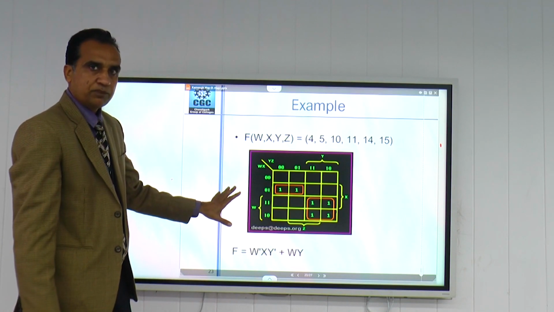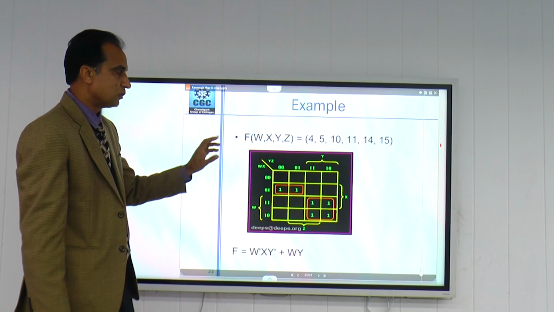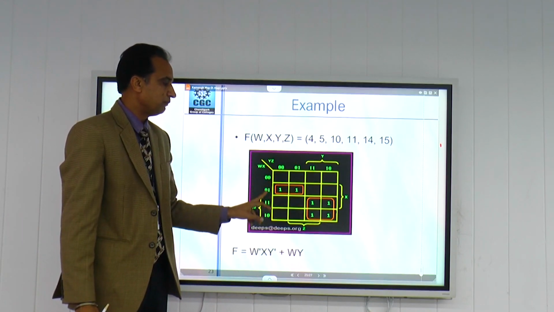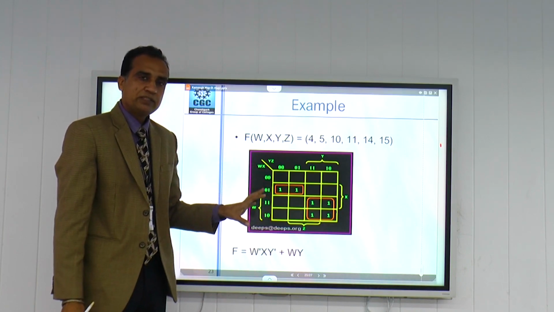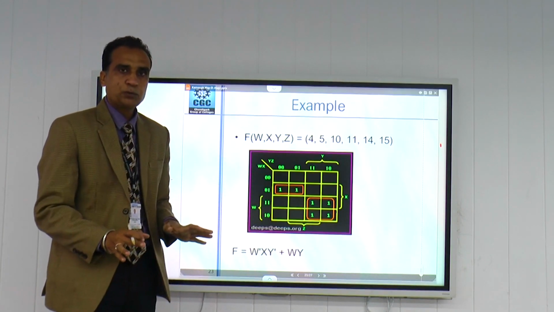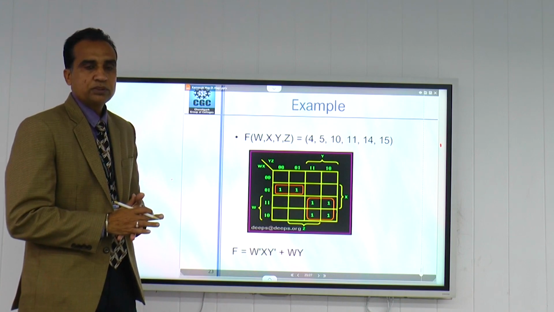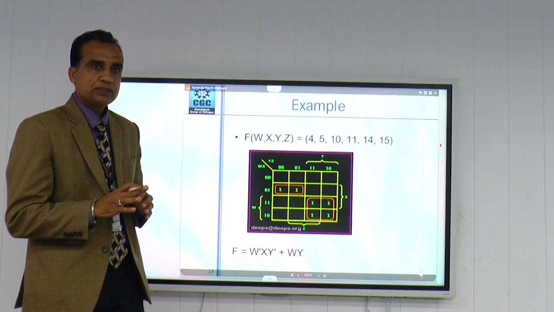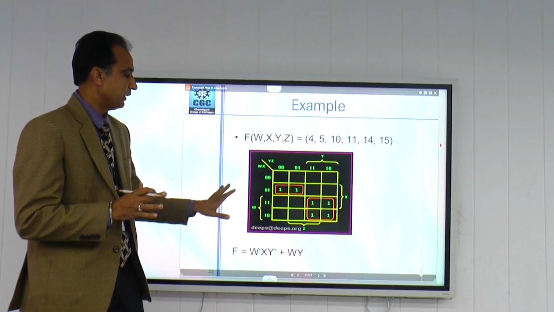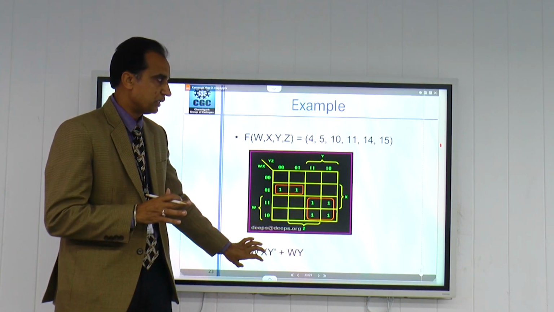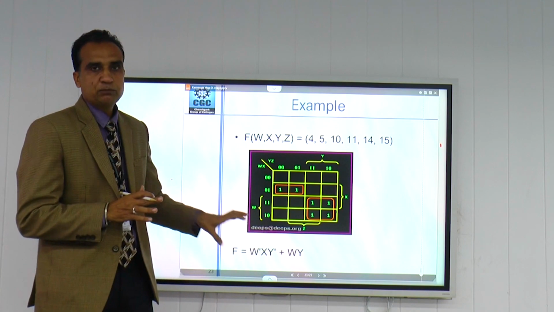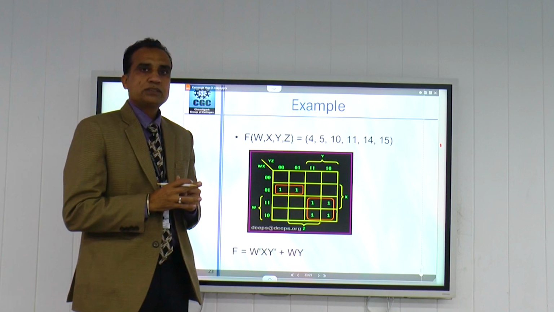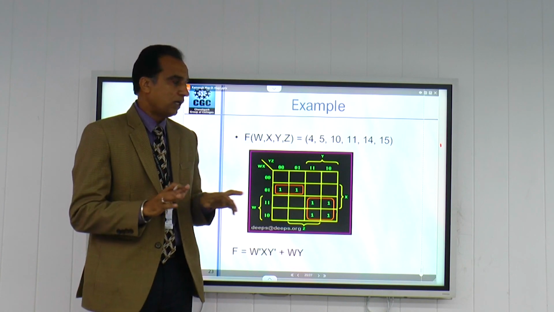Similarly, another example with the help of 4 variables. First of all, we have to check the min terms. Then according to the min terms, we have to fill the K-map. After filling the K-map, we have to create the groups. After creating the groups, we have to apply the uniting theorem to eliminate the variables. After elimination of the variables, we get a simplified Boolean expression, and this simplified Boolean expression can be used to represent a logic circuit with a minimum number of hardware.